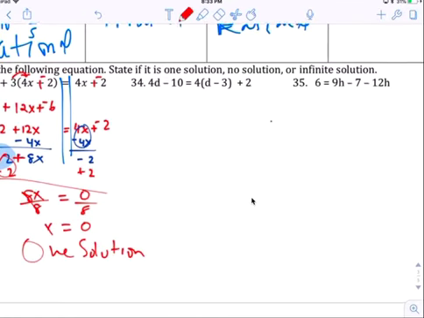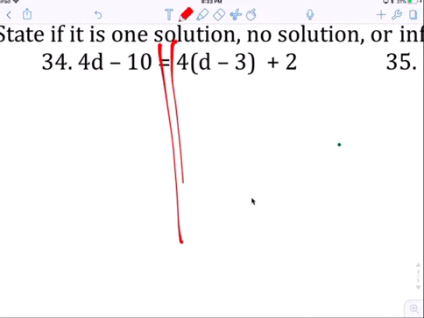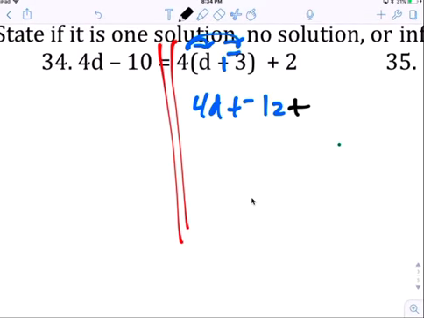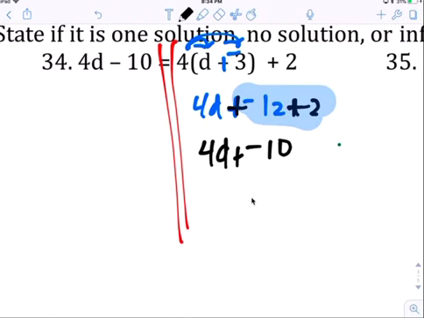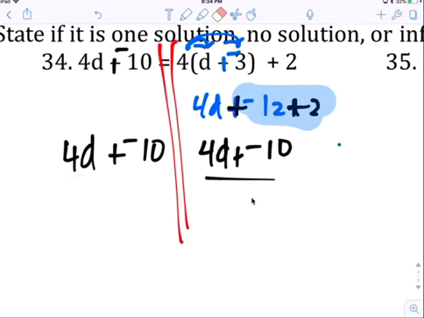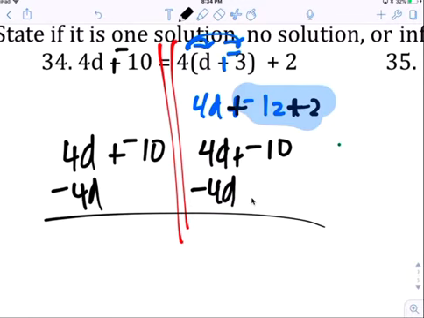One solution. Okay, 34. Distribute first. You can't have 2 pluses on one side. You have to combine like terms. Negative 12 plus 2 is negative 10. Oh, we have 1 plus, that's good, plus a negative 4d plus a negative 10. Oh, look, they're identical. Infinite solutions, right? Minus 4d, negative 10.